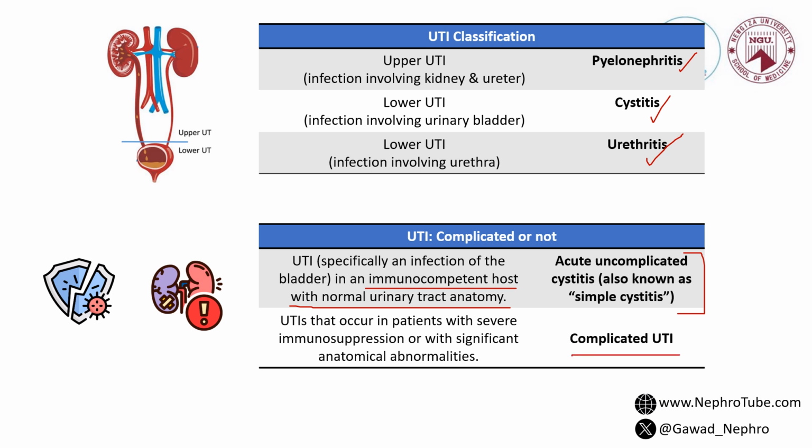But we say complicated urinary tract infection if the patient has or is receiving severe immunosuppression, or if there are anatomical abnormalities of the urinary tract. So we have now classified urinary tract infection according to the site and according to whether it is complicated or not.